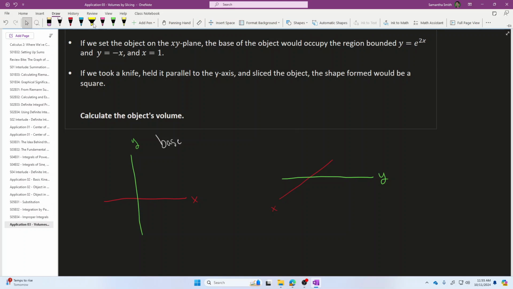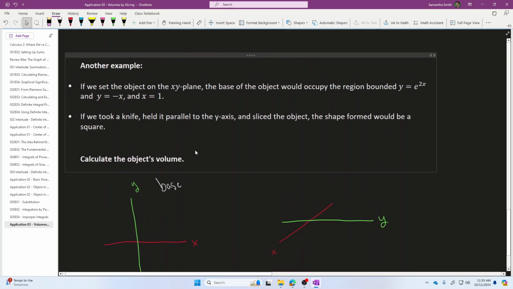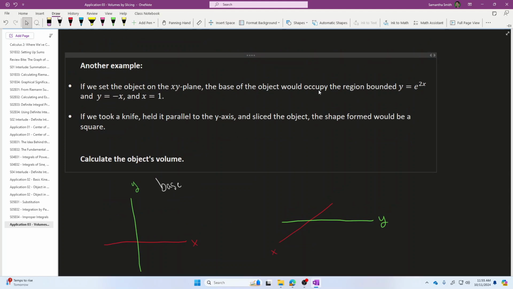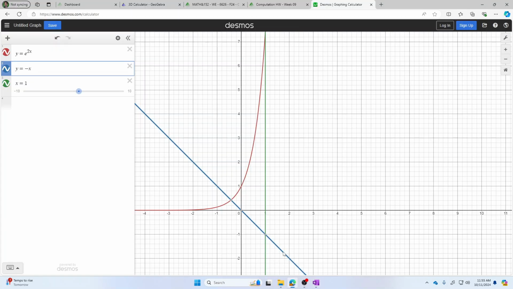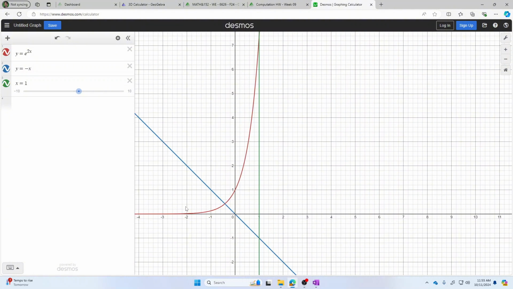Okay, so as far as the base is concerned, the base is kind of complicated this time. They're saying to me that the base of the object occupies the region bounded by these three curves here: exponential, linear, and linear. Now, if I go to Desmos, the region in question is the one right here, bounded by exponential in red, coming up curved shape, x equals 1 here in green, and y equals minus x here in blue. So let me recreate this drawing and the region in question in my personal picture here.